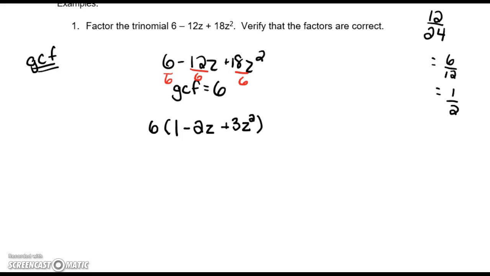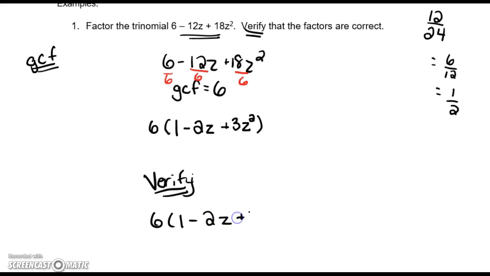The last little thing that we need to do here is verify that our factors are in fact correct. So we're just going to make sure that our work was right. In order to do that, we're basically going to go backwards. We're going to distribute that 6 into our polynomial and show that we get the same answer. So I'm just going to start by rewriting our answer. We had 6 times 1 minus 2z plus 3z squared. And then I'm going to distribute, or shoot my arrows.